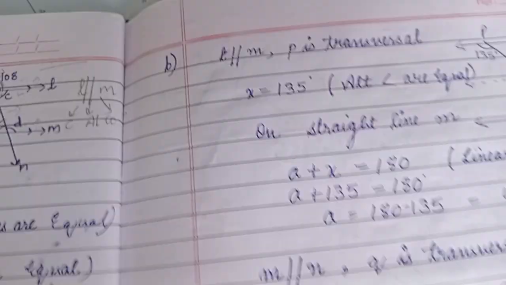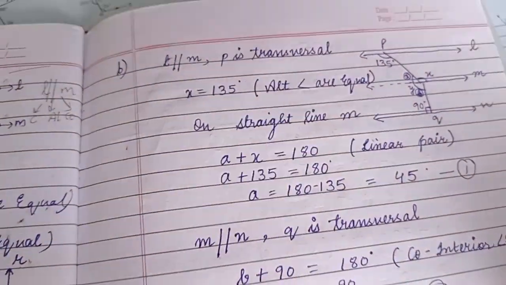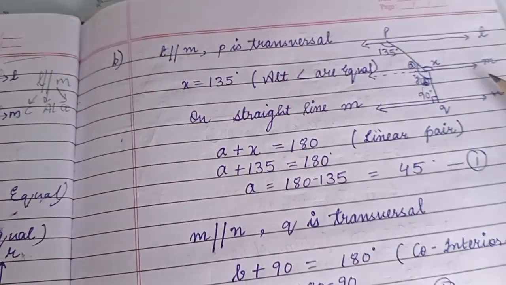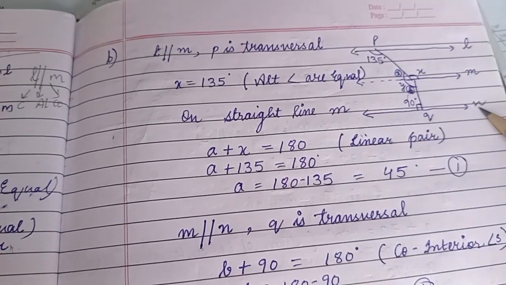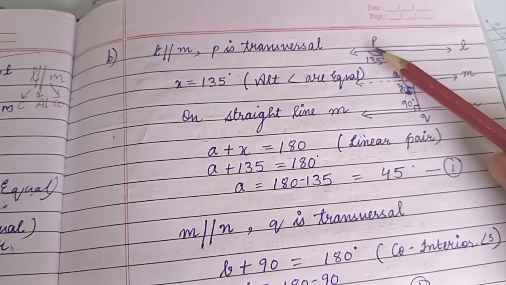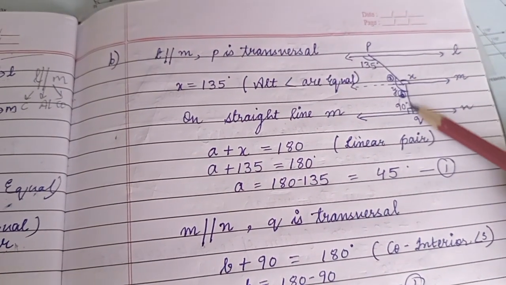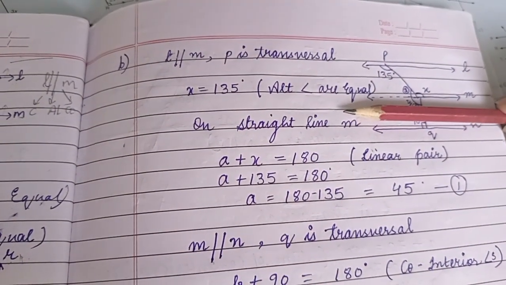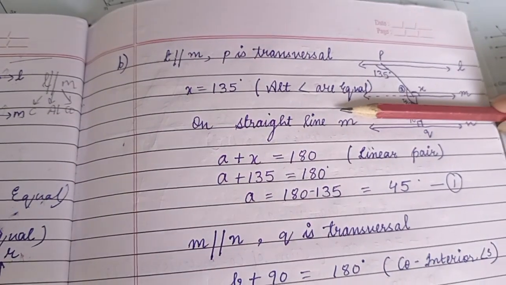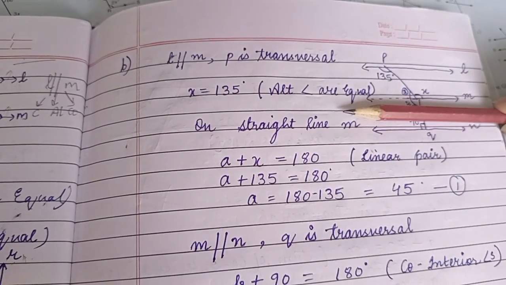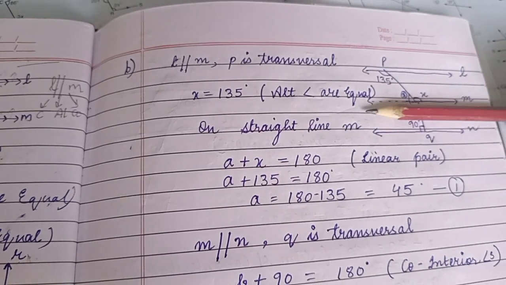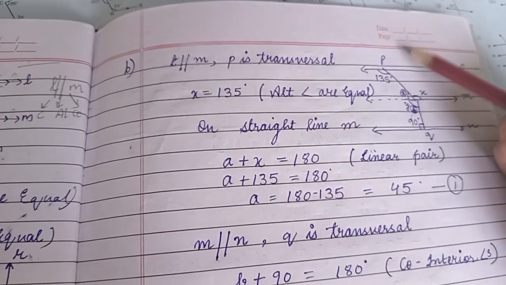In the B part, there are again three parallel lines. Again I have named them L, M and N. Okay, and two transversals are there. This is the first one, this is the second one. First I am going to see the first, L and M. L is parallel to M, correct? And which is the transversal? P. If it is, then this is the transversal.